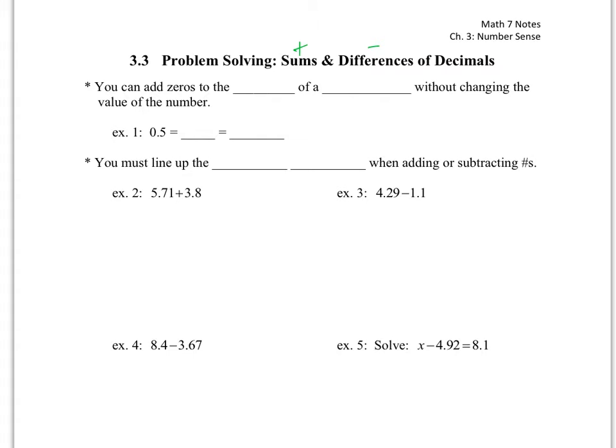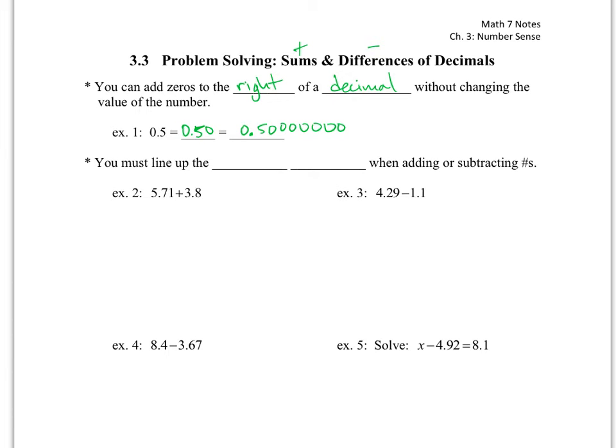So remember this, you can add zeros to the end, to the right of a decimal without changing the value of the number. So 0.5 is the same as 0.50, which is the same as 0.50000000. We get as many zeros as we want. It doesn't change the number as long as it's to the right.